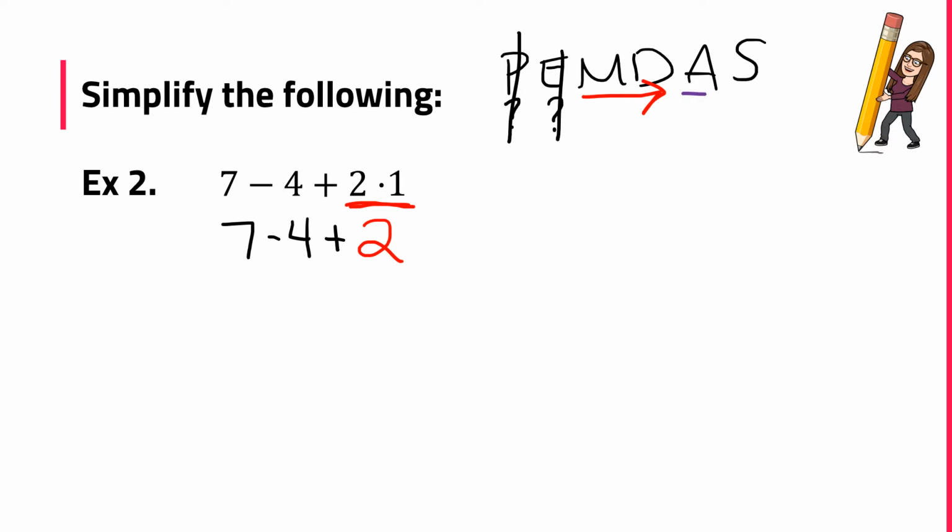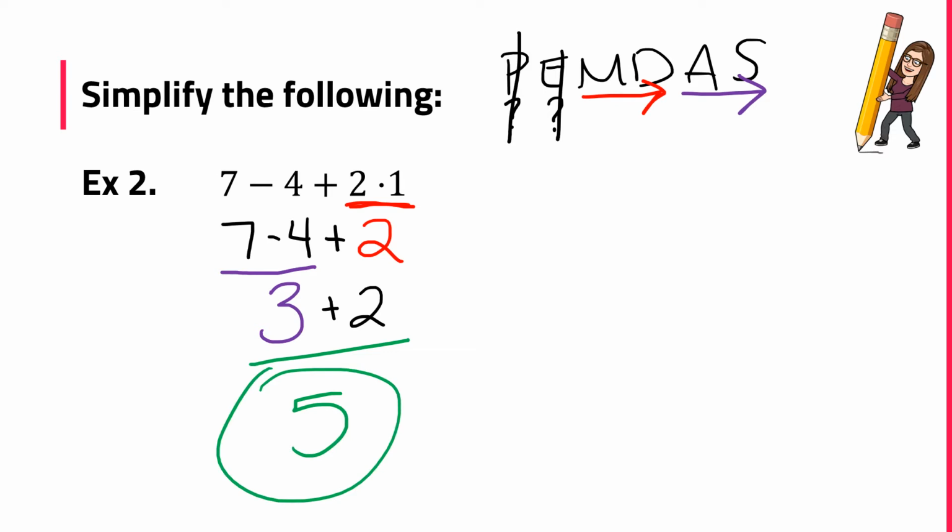All right. Next, adding or subtracting. And we want to go left to right. So the first thing I see is 7 minus 4. That's the first left one. So let's underline it. 7 minus 4 is 3. The plus 2 falls down because I didn't use it yet. And I only have one operation, so that makes it easy. 3 plus 2 gets me a simplification of 5.